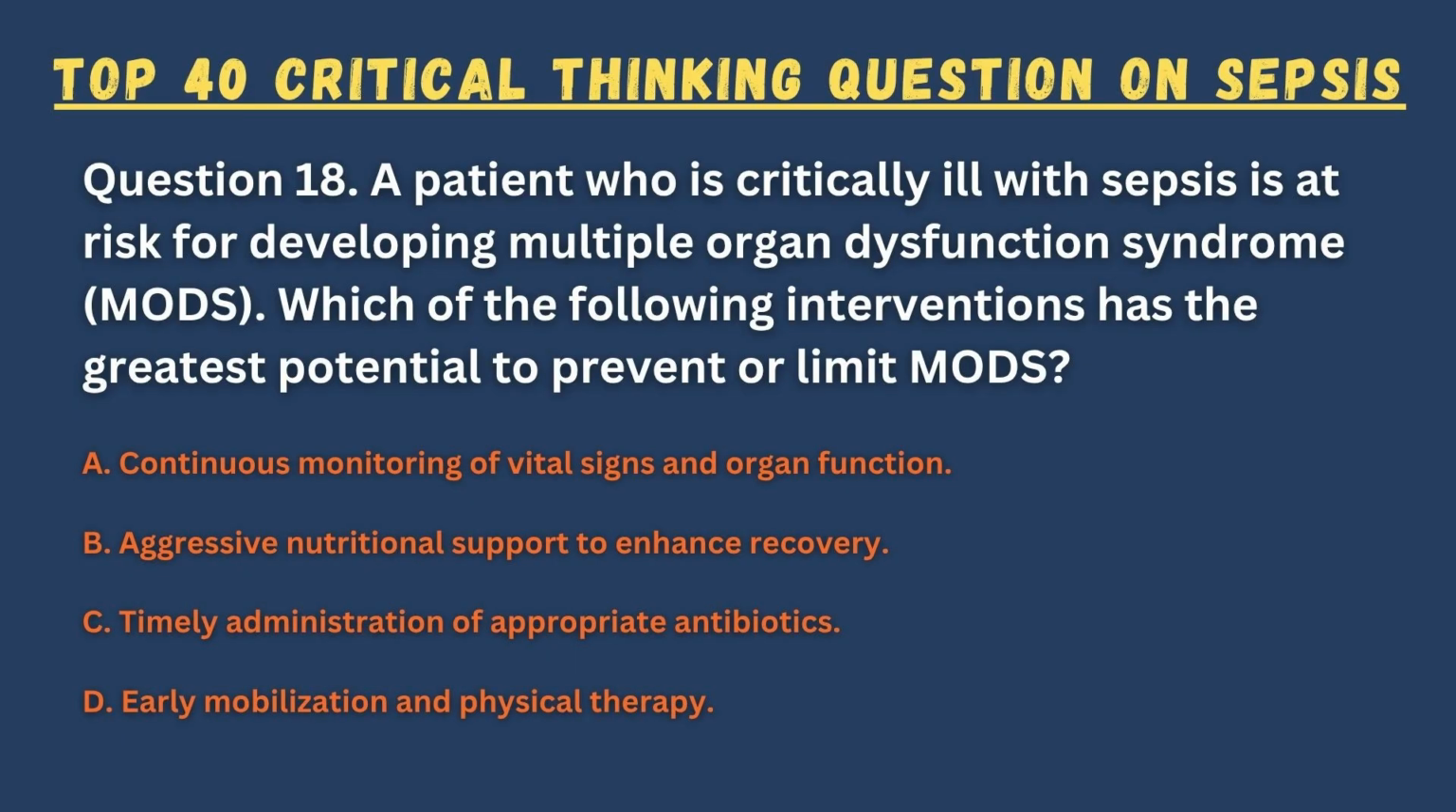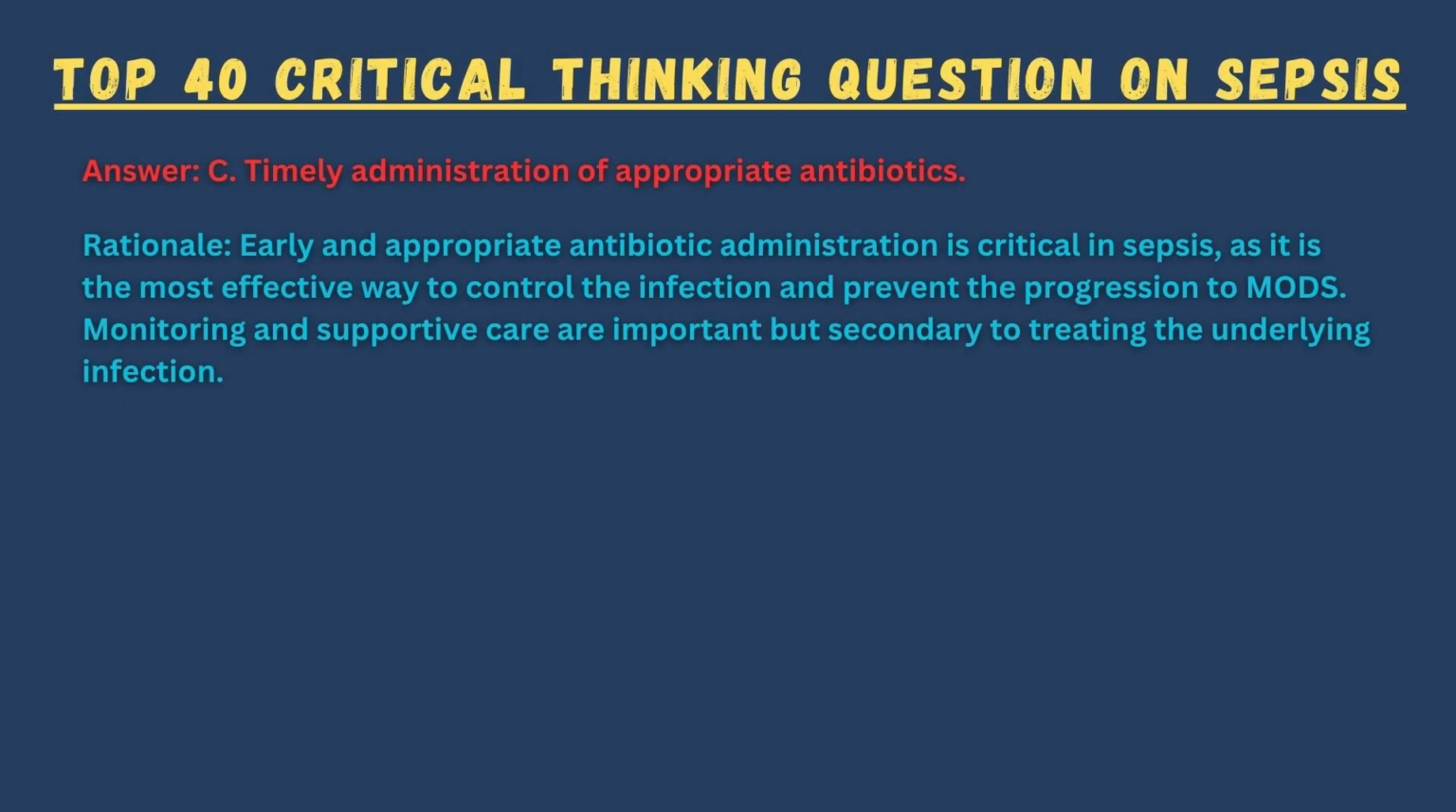Question 18. A patient who is critically ill with sepsis is at risk for developing multiple organ dysfunction syndrome (MODS). Which of the following interventions has the greatest potential to prevent or limit MODS? A. Continuous monitoring of vital signs and organ function. B. Aggressive nutritional support to enhance recovery. C. Timely administration of appropriate antibiotics. D. Early mobilization and physical therapy. Answer: C. Timely administration of appropriate antibiotics.